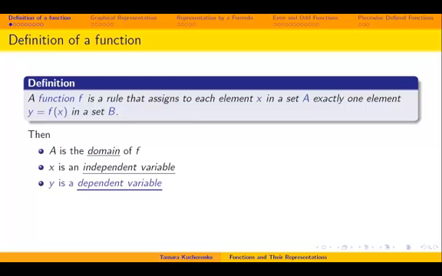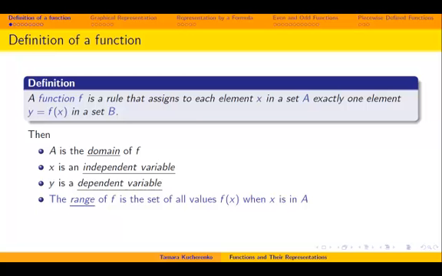A symbol which represents the value of f is called the dependent variable. Here it is denoted by y, but again we can use any other letter. For example, in physics, the velocity of a particle, depending on time, is denoted by v of t. Here t is an independent variable and v is the dependent variable.